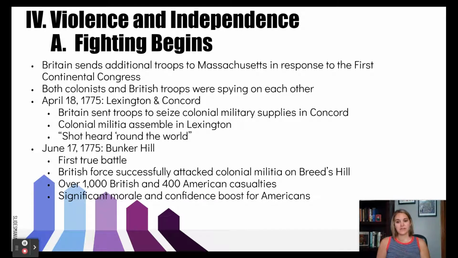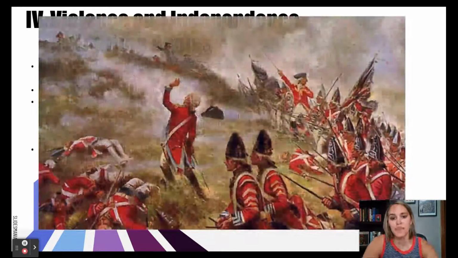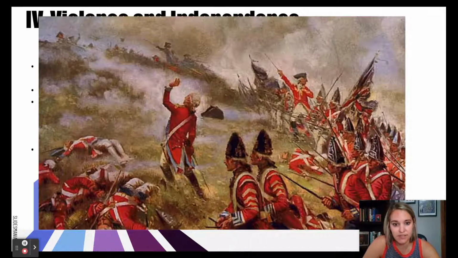However, the first true battle occurs. It's called the Battle of Bunker Hill, but it actually occurred on Breed's Hill. And this is where the British successfully overtook the hill, removed the colonists from where they were kind of barricading. But the British had significantly more casualties than the Americans. And so even though the Americans lost their position, it was a significant morale and confidence boost for them. So here is a painting of this. And you can see the colonist position would have given them a pretty big advantage here in this battle.